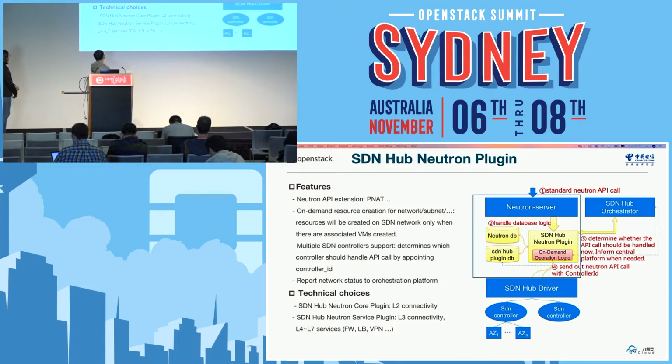And another extension is to report network status to the orchestrator platform. Orchestrator is our main brain part. And all the status or the monitoring data will be up-reported to it from the Neutron plugin and the related SDN controller parts. So for technical choices, we will extend the Neutron core plugin, and we will also implement some advanced Layer 7 services.